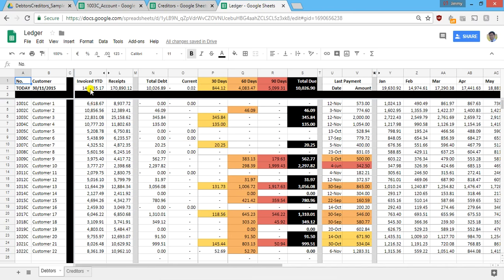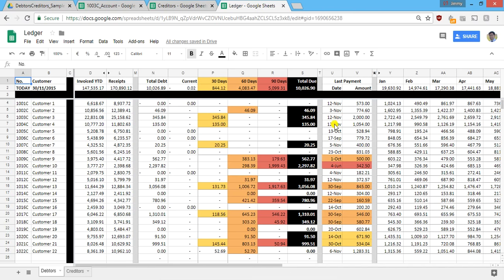So you can see here we have all of our customers listed. We have how much we have invoiced to them so far this month in the next column. Following column is receipts, that's payments which we've received from those clients so far this year. And then the next few columns are the debt. The debt is aged, and we use some conditional formats to highlight where the debt is and what age it is.